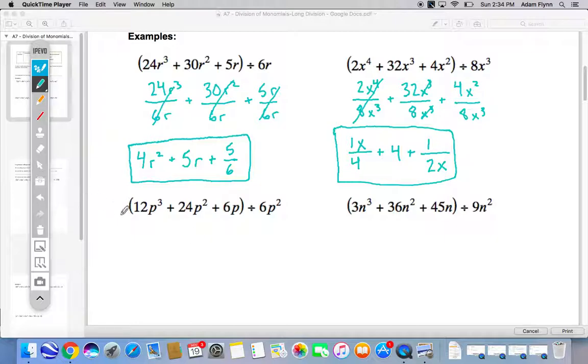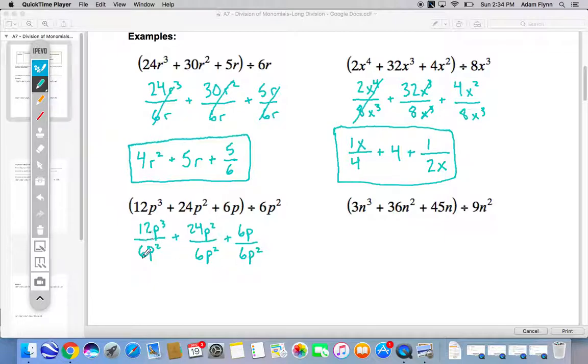So let's move to this example. I have 12p cubed, which I will divide by 6p squared, plus 24p squared divided by 6p squared, and then 6p divided by 6p squared.